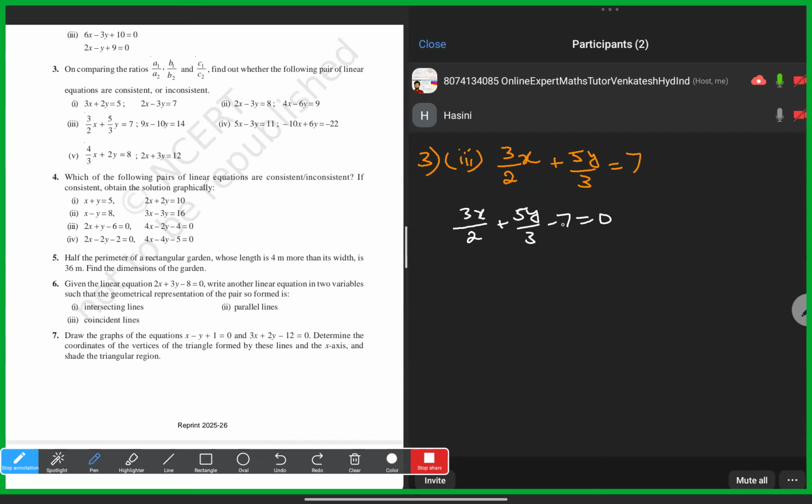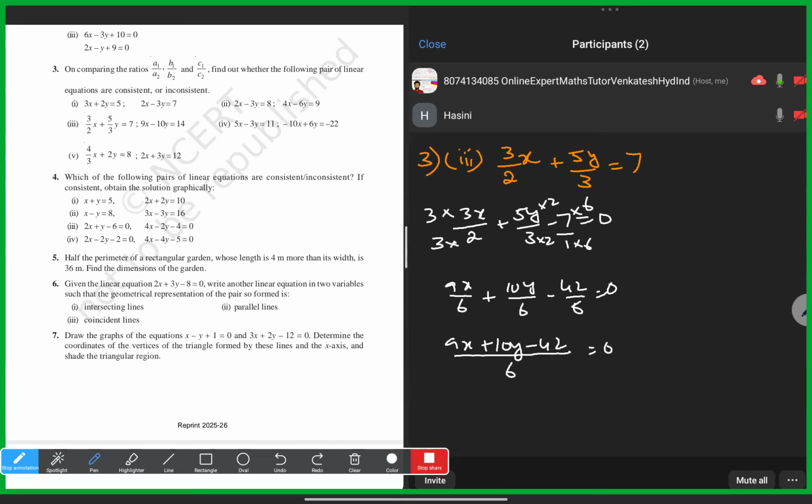Now I am doing LCM overall. The denominators are 2, 3 and 1, so the LCM is 6. So I have to multiply this by 3, this by 2, and this by 6. So 9x by 6 plus 10y by 6 minus 42 by 6 equals 0. Overall, it becomes 9x plus 10y minus 42 by 6 is equal to 0. The 6 cross multiplies, and 6 times 0 becomes 0. So 9x plus 10y minus 42 is equal to 0 is the first equation.